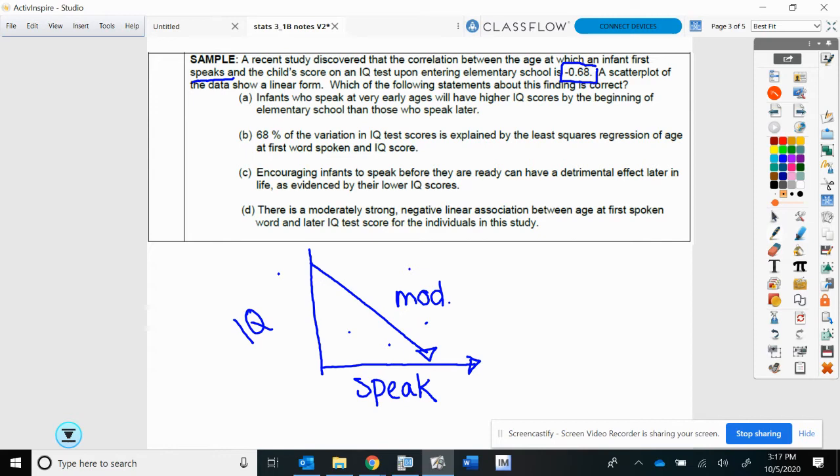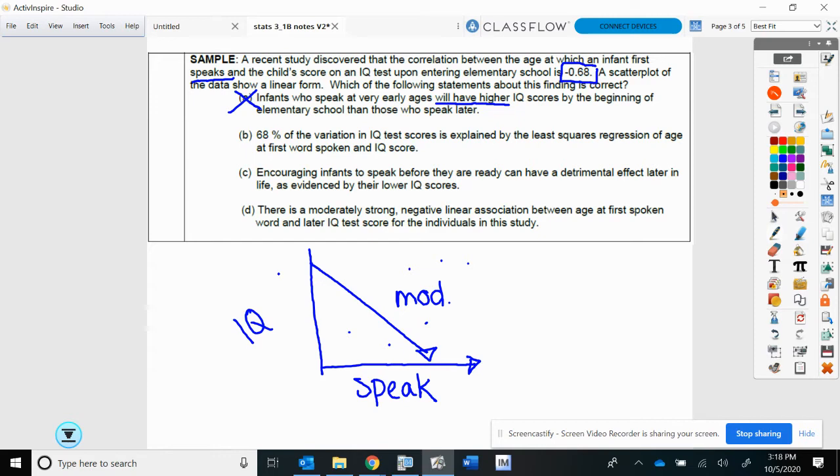Infants who speak at very early ages will have a higher IQ score by the beginning of elementary school than those who speak later. That is not necessarily true. There are some data points that could be contrary to that. So we could have some people out here who have high IQ scores that speak later. So there are no guarantees here, which makes A not true.